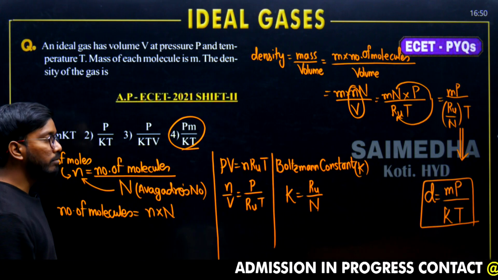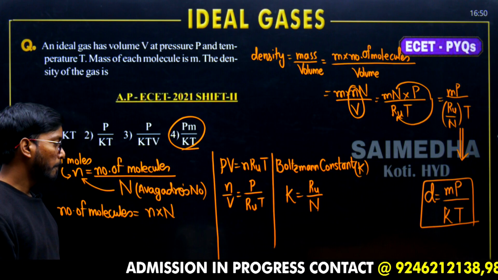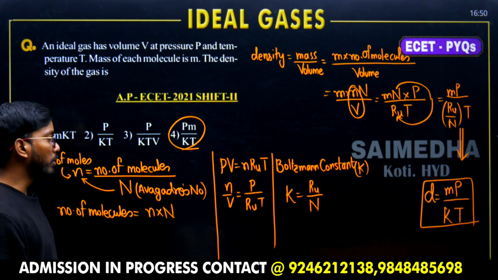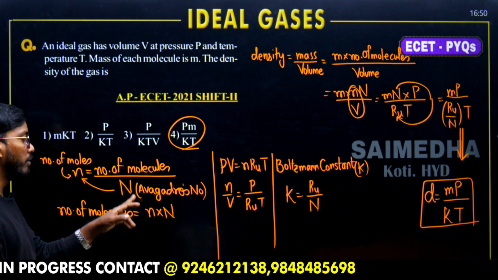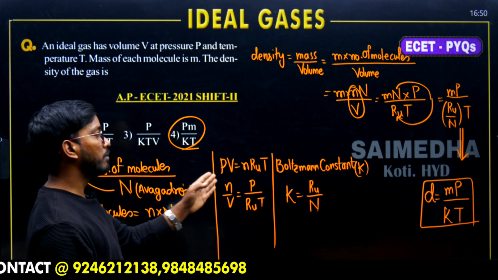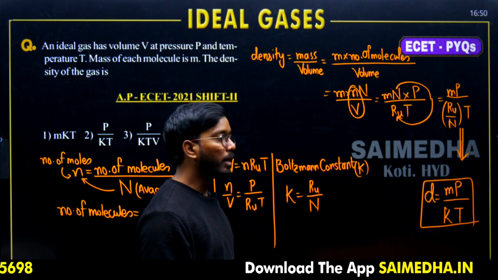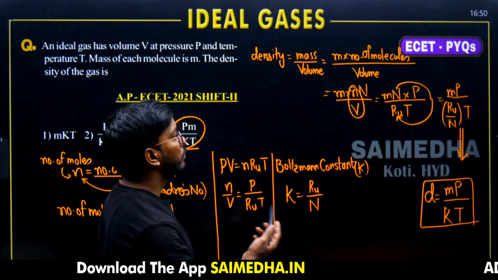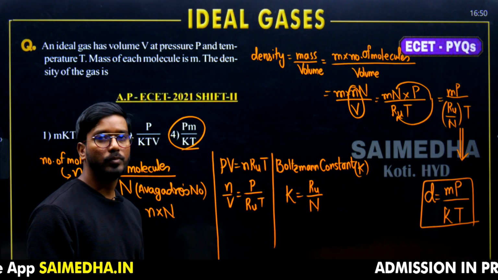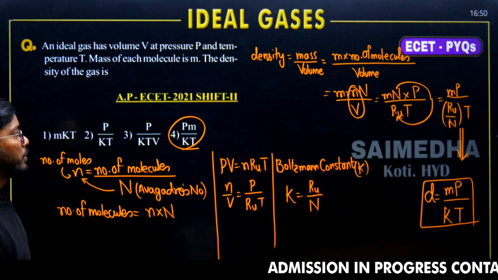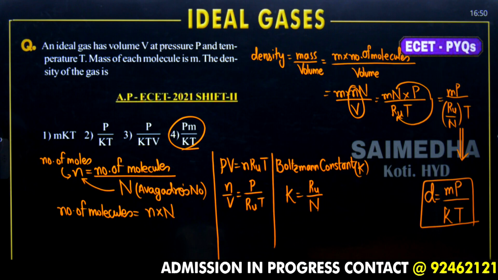This is a very good question, that's why we did it twice. With this we know the formula for number of moles, molecules by Avogadro number, the ideal gas equation PV equals nRUT, the Boltzmann constant, universal gas constant by Avogadro's number, and the density formula, again mass by volume. Okay, go through it. It appeared in the ECET 2021.